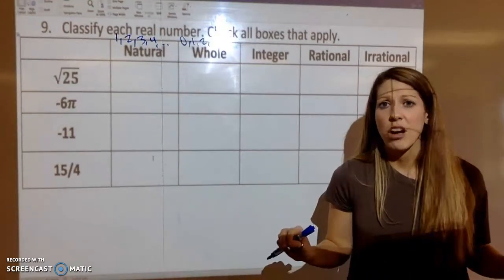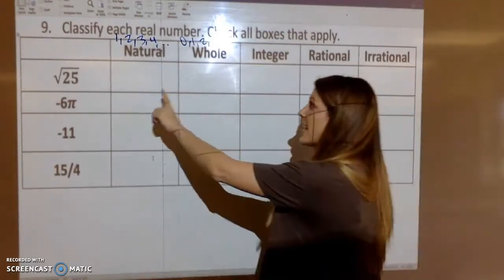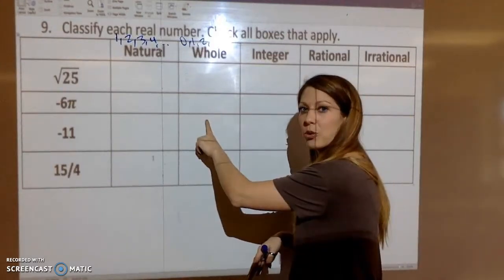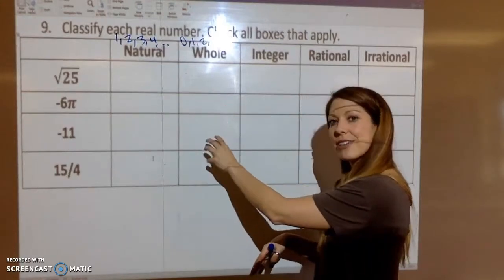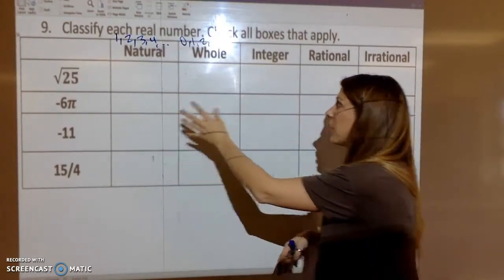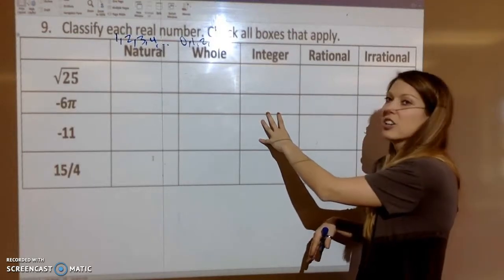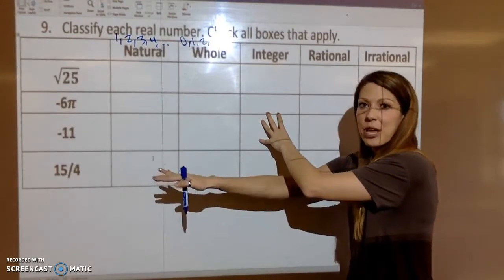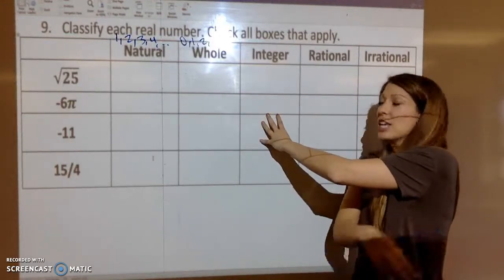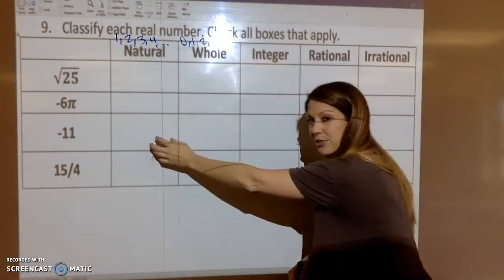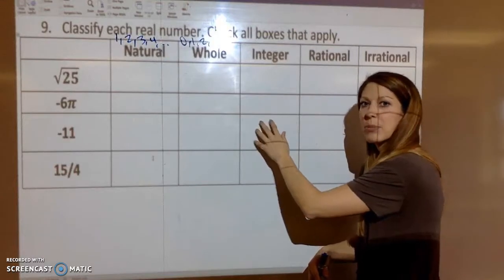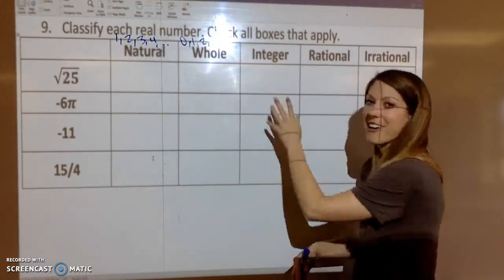I just said that all wrong. Scratch that. If it's a natural number, it also fits into the whole number category because we're just adding 0 to get there. And if it's natural, it also fits into the integer category because the integers are all the whole numbers, natural numbers, plus the negatives. So not all integers are natural numbers because a negative number is not natural, but all natural are integers.